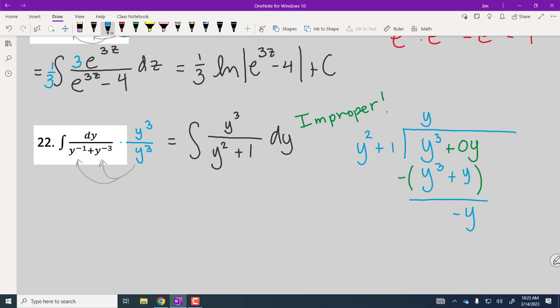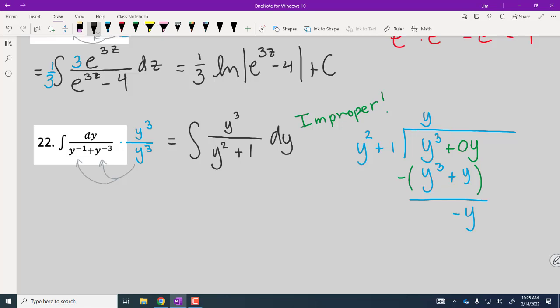All right, and now we're done. As soon as the power on your term down here is smaller, not equal, it has to be smaller than that, then you're done. So now, just like you did in grade school, if you had something like 9/4, first you divide and you get the 2, and then you take the remainder and you put it over the divisor. We're doing the same thing here.